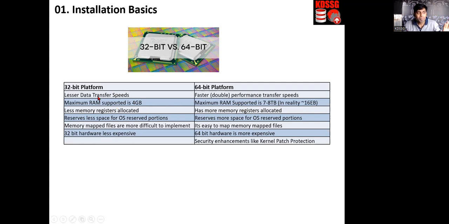So next one, sir. In 32-bit systems, transfer speeds are less. In 64-bit systems, transfer speeds are more. So these 2 points you tell it's sufficient. Let's not waste time anymore on this one.